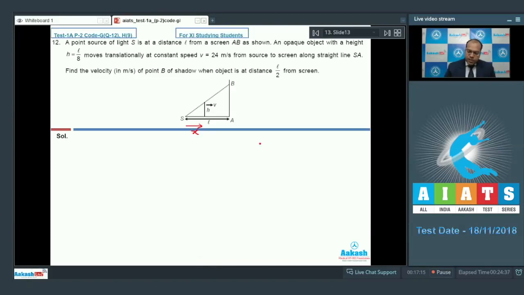Then applying the condition of similar triangle, we can say that h by x is equal to, suppose at that moment this distance AB is y, so y divided by L. So from here we can say that y is equal to HL by x. So if I differentiate this equation, dy by dt represents the velocity of point B on the screen, and it is equal to HL into minus 1 upon x square into dx by dt, which represents the velocity of the object that is moving translationally.